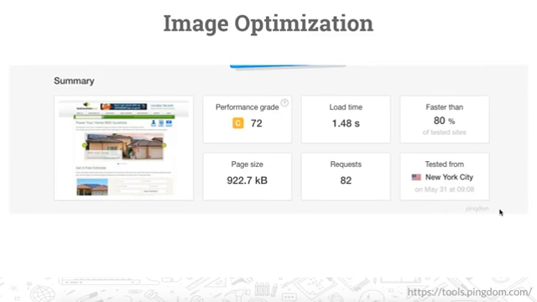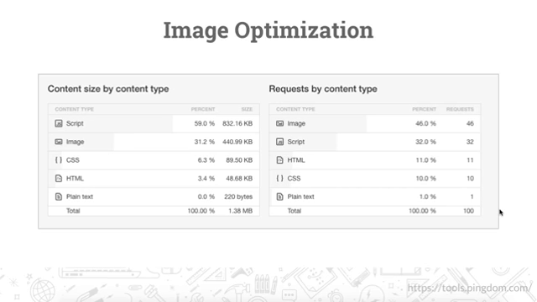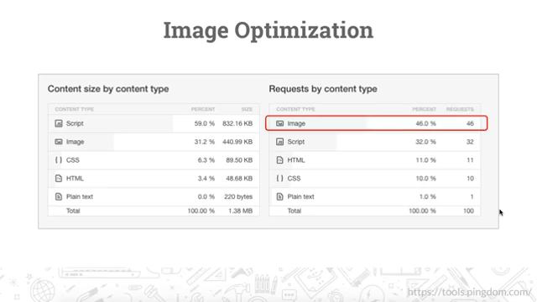It will scan the page and give you a performance grade, kind of like getting a grade in school. And it will also give you the load time, the percentage of sites that your site is faster than, page size, number of requests. And then if you continue to scroll down, it'll show you the content size by content type. In other words, what is the percentage of content that has to be loaded? And then on the right, you'll see requests by content type. In other words, what is the count of things that has to be loaded? You'll see here 46% of requests on this page were images loading.